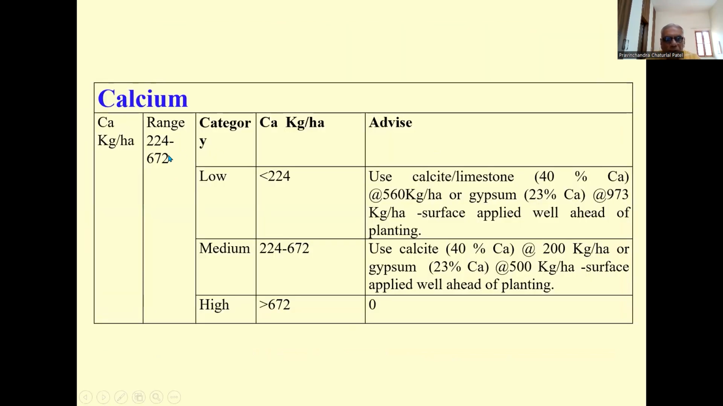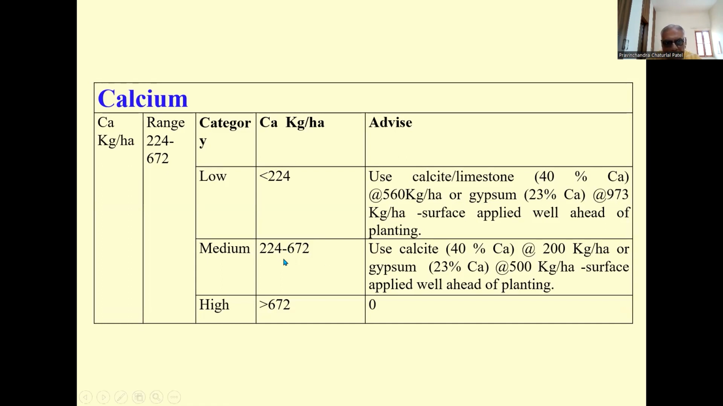Then calcium: if calcium is less than 224 kg per hectare, then it is deficient or low in soil. For that we have to apply gypsum at the rate of 973 kg per hectare, surface applied well ahead of planting. So we have to apply on the surface about 1000 kg per hectare. Or calcite 560 kg, because it contains 40% calcium, whereas gypsum contains 23% calcium.